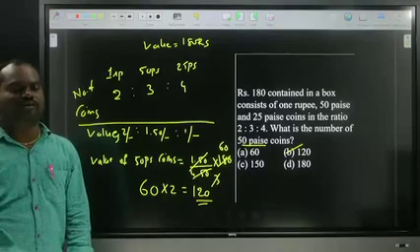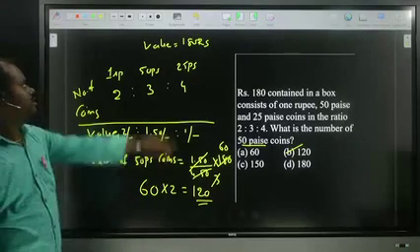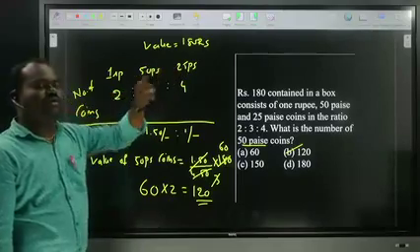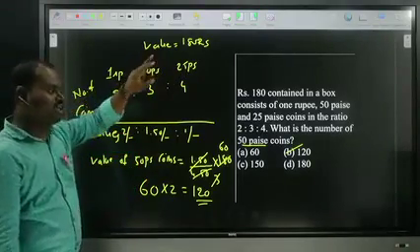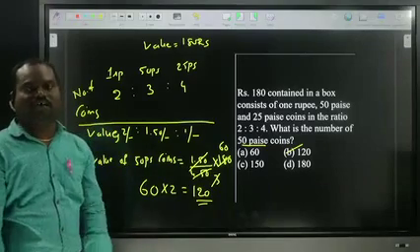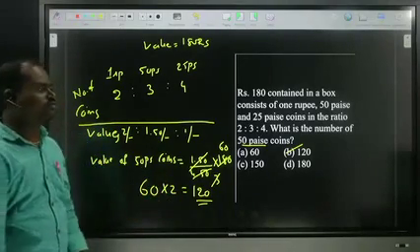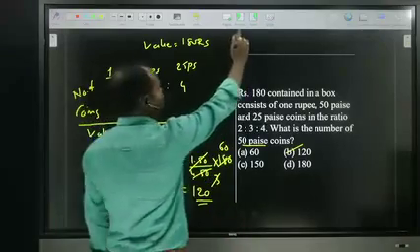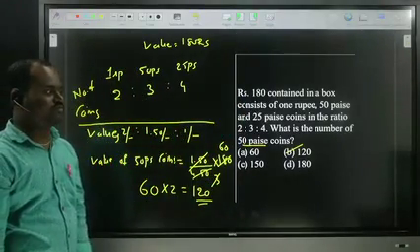Is it clear? Right? Any doubt? If it is value, the ratio should be value. If it is coins, the ratio should be coins only. Now I gave 2 models. Clear? Any doubt?